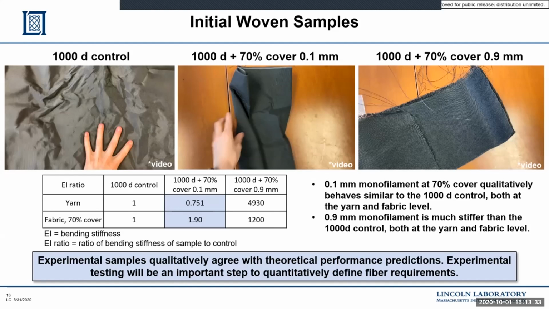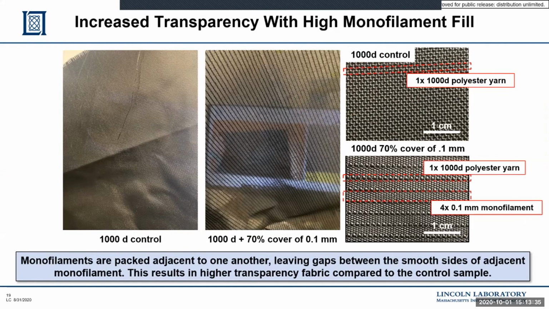If you go to the next slide, Chris. Another observation here is in terms of increased transparency. If we think again about the 100 micron monofilament insertion, it appeared to have similar bending stiffness, but there does appear to be other types of differences that aren't captured in that stiffness value. Looking at the transparency with this high fill factor, high cover factor of monofilament, we can start to see that the fabric actually has a higher transparency than the control.